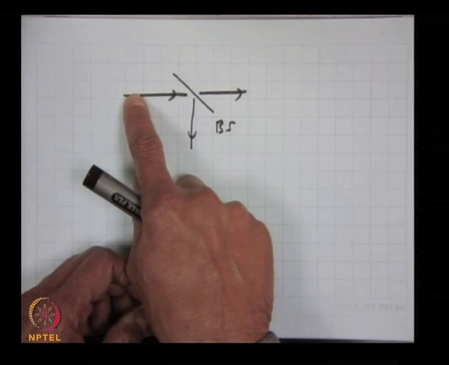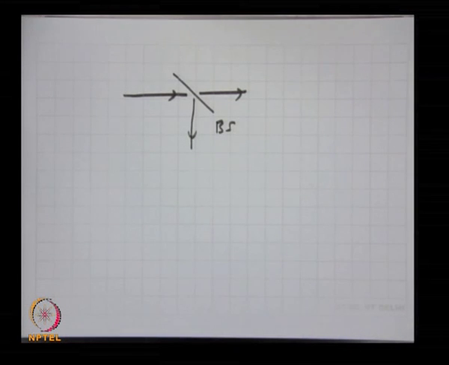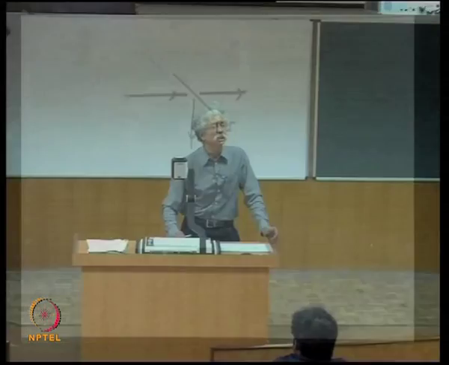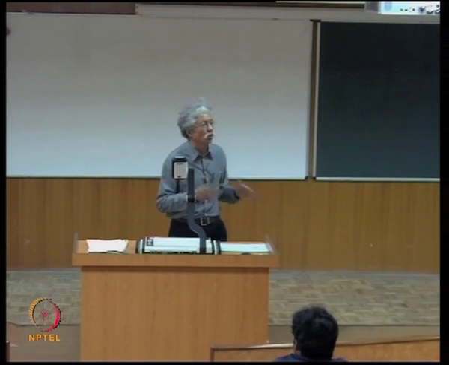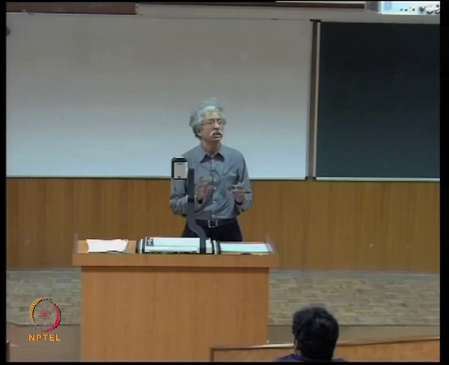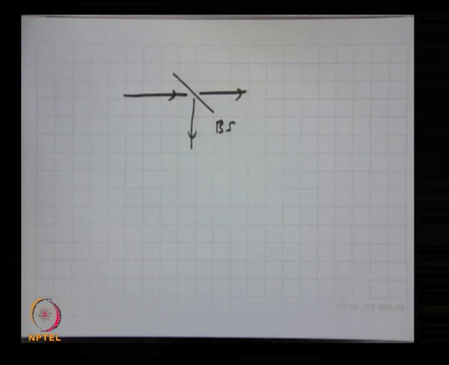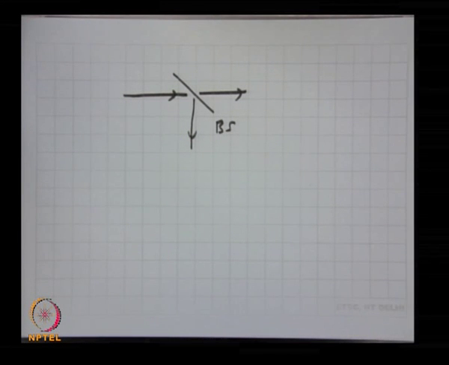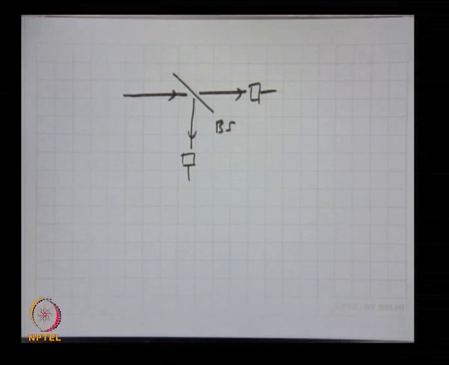Now I continue to reduce the intensity of this light, until the intensity becomes so small that single photons are coming. I still don't know what a photon is, but let me assume the intensity has gone that low. In fact, there are now sources available which send single photons, where the energy is h cross omega. So what will happen if I send single photons from here? If I have a detector here and a detector here, 50% of them will get reflected and 50% will get transmitted.